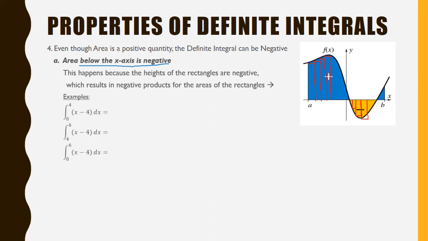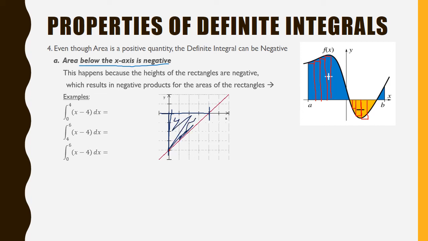For example, here we have three integrals, and the rule for all of those is x minus 4. So the y-intercept is at negative 4, and the slope is 1, and we have three different integrals. The first one is the integral from 0 to 4. So our left boundary is 0, our right boundary is at 4, and we want to find the area between the graph and the x-axis. So this area right in here.